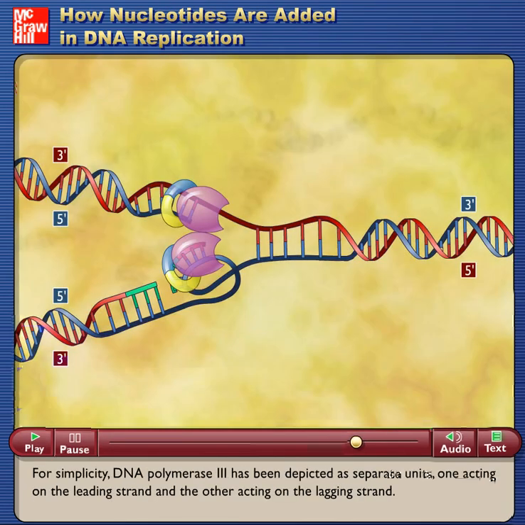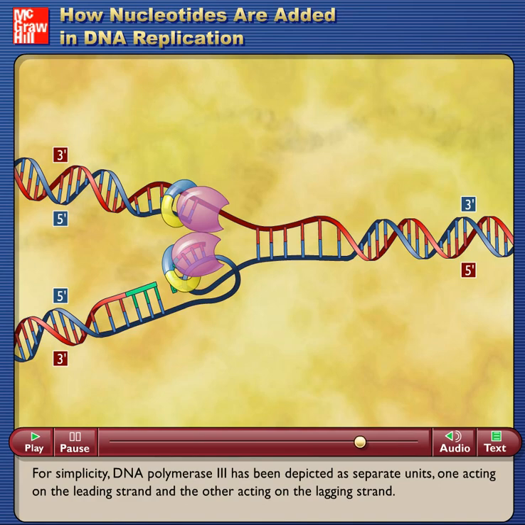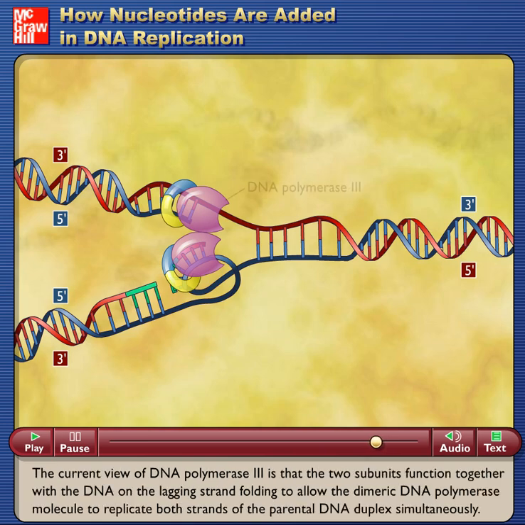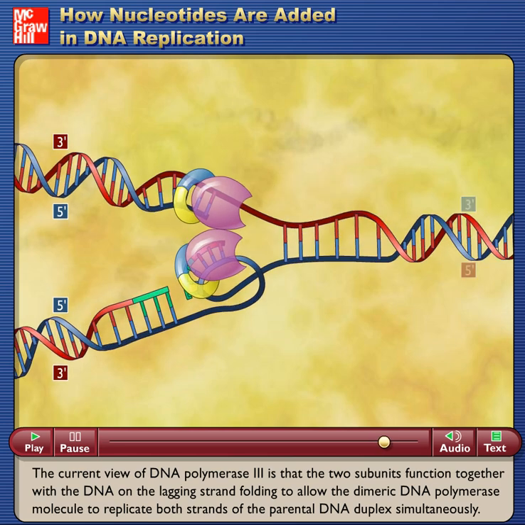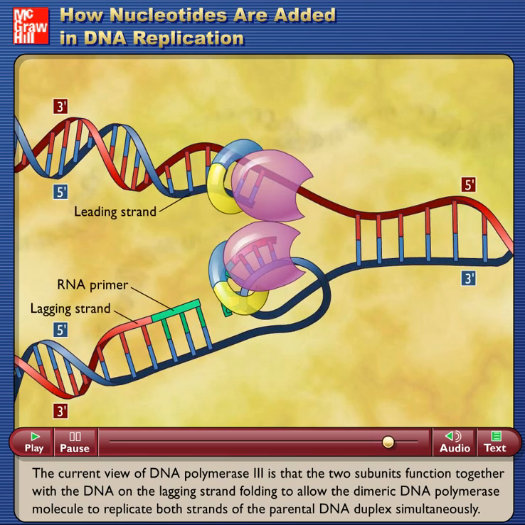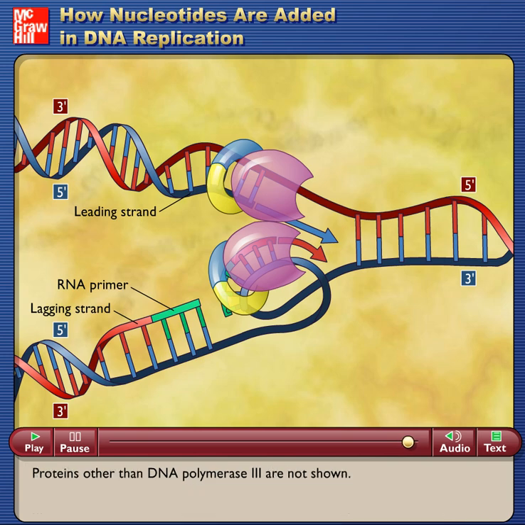For simplicity, DNA polymerase III has been depicted as separate units, one acting on the leading strand and the other acting on the lagging strand. The current view of DNA polymerase III is that the two subunits function together with the DNA on the lagging strand folding to allow the dimeric DNA polymerase molecule to replicate both strands of the parental DNA duplex simultaneously. Proteins other than DNA polymerase III are not shown.